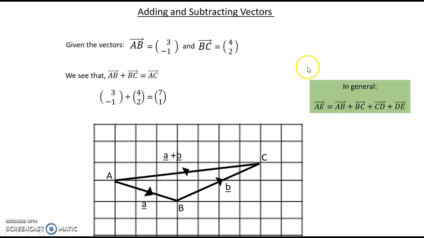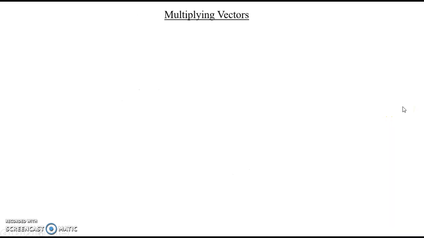In general, it's important to see that the vector AE, starting from A and ending at E, is the same as starting from A going to B, then from B going to C, from C going to D, and from D going to E. It is the same as starting from A and ending up at E.